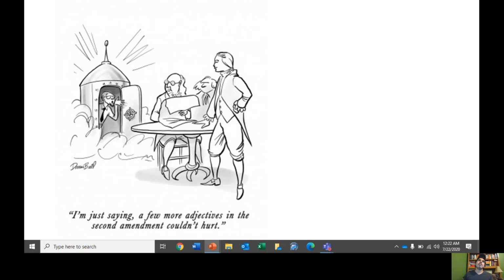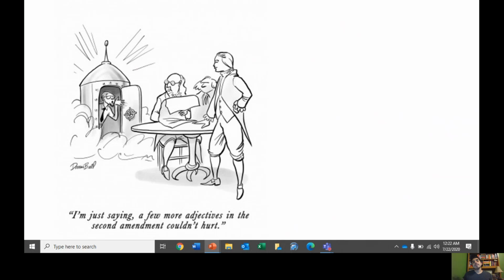People often cite their Second Amendment rights, or the Second Amendment has become very politicized in the gun control debate. Some people argue that it says one thing, and other people argue it says another thing.